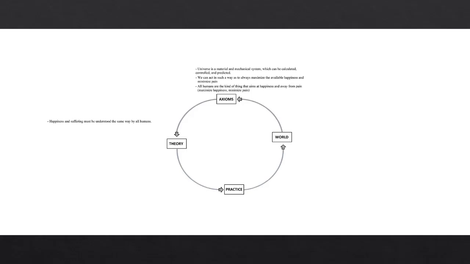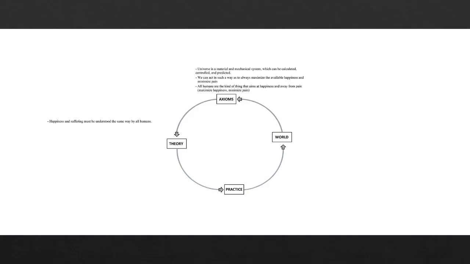So let's try to ask why of our first piece of theory. Why is the idea of happiness and suffering understood the same by all humans? Because all humans are the kind of thing that aims at happiness and away from pain. Well, look at that. There's an answer to the why question. So this statement is not an axiom. It's a derivative. But try to ask that question again, and this time ask it of the axiom. Why are all humans the kind of thing that aims at happiness and away from pain? Well, there's no answer to give here other than because they are.